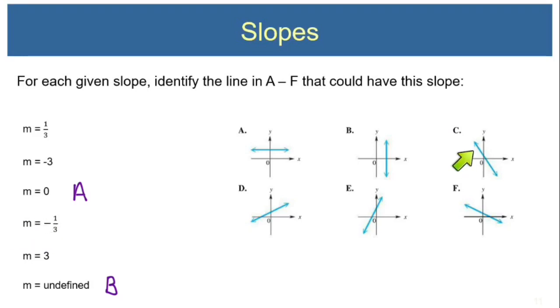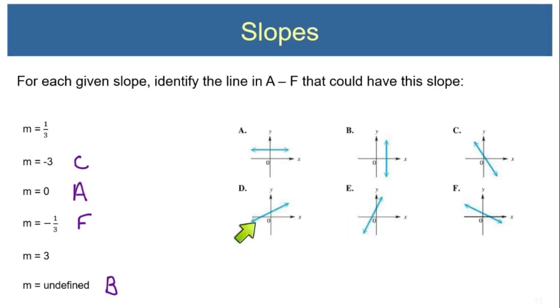So since C is the steeper line and it's got a negative slope, I'm going to say that m equals negative 3 matches graph C, and m equals negative 1/3 matches graph F. And that leaves us with choice D and choice E. So both of these are positive. Choice D is not as steep as choice E.